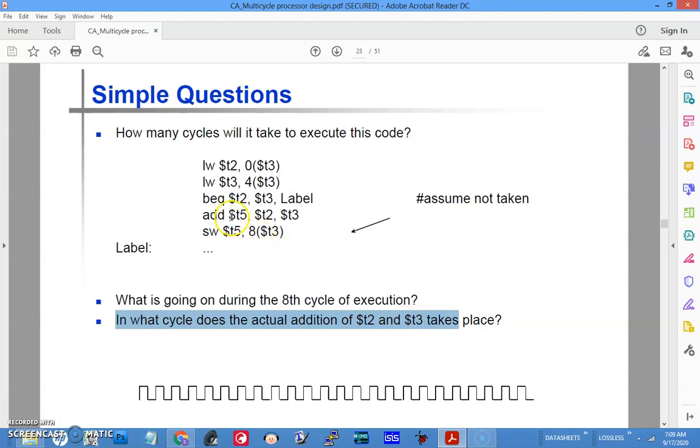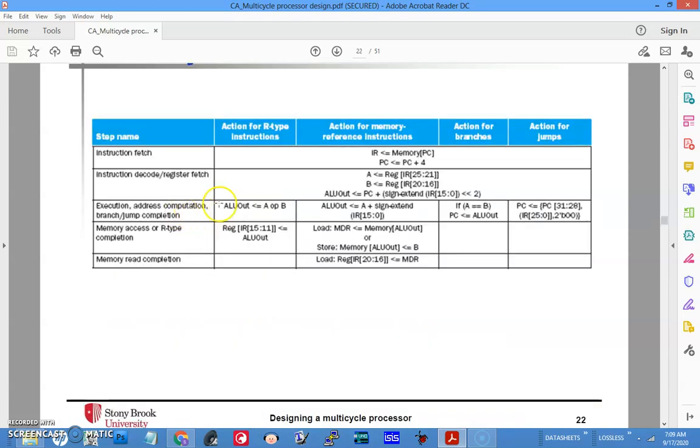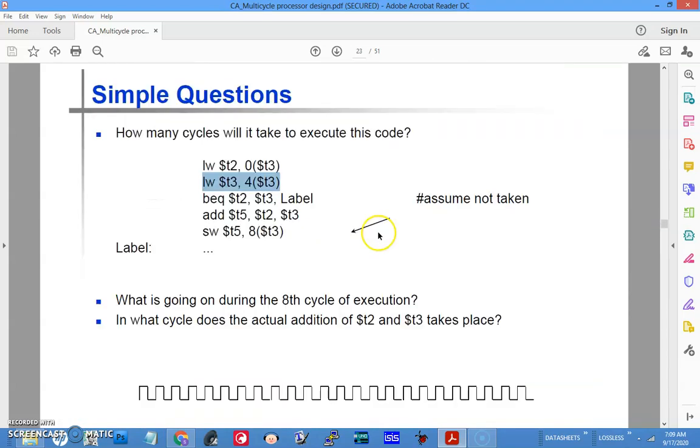2 and 3, the actual addition of T2 and T3. That means they are asking in which clock cycle you are going to add these two. That can be found out because the first 10 clock cycles will be consumed by this, and next BEQ, how many clock cycles for a branch? 1, 2, 3, 3 clock cycles. So 13 clock cycles are consumed up to this, and then maybe in the 14th instruction fetch, 15th decode, and 16th it may be taken.